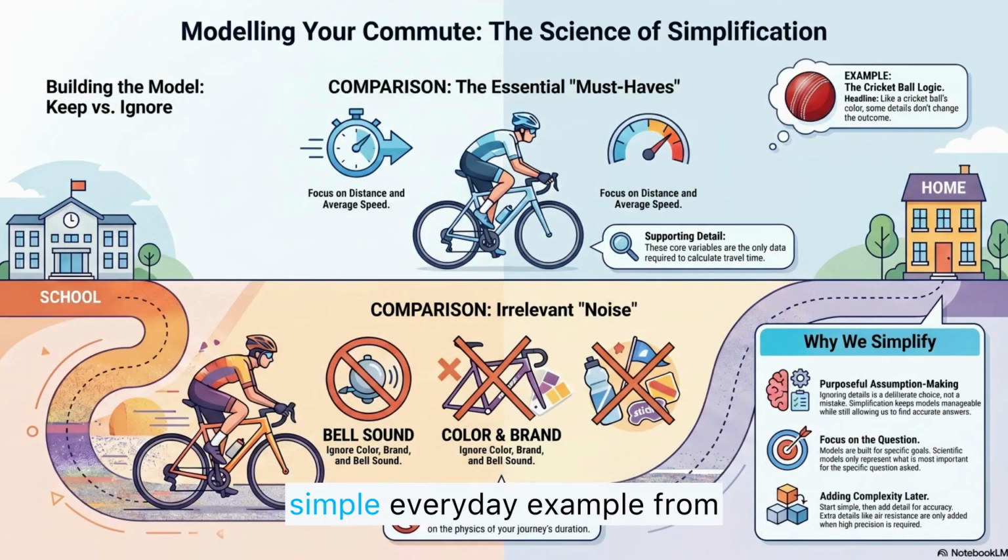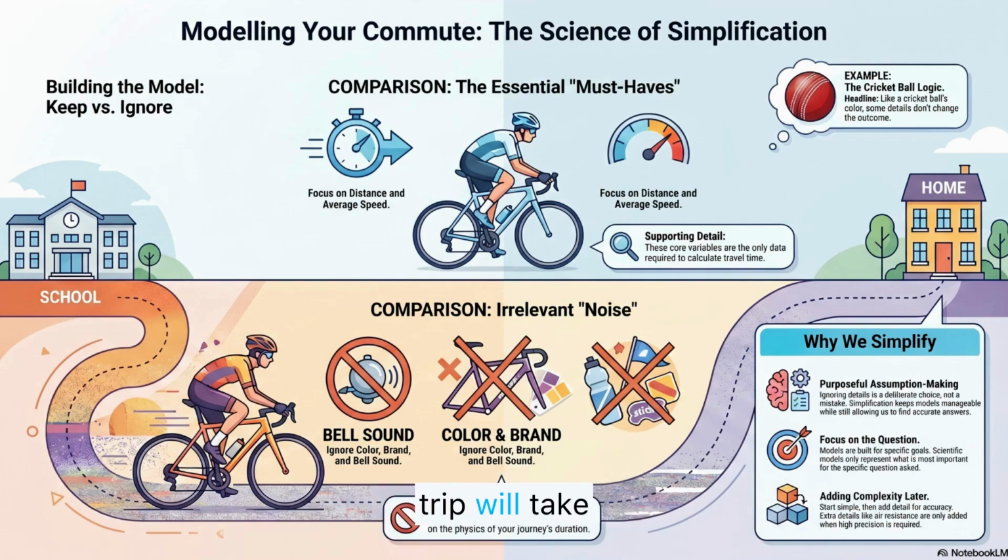Let's look at a simple everyday example from Activity 1.1 in your textbook. Imagine you are riding your bicycle from school to your home, and you want to model exactly how long the trip will take. First, what details do we absolutely need to keep? To calculate your time, you must know the distance to your house and your average speed.